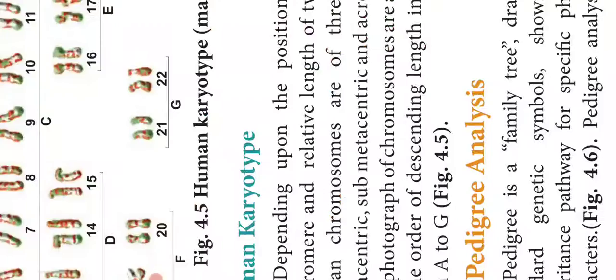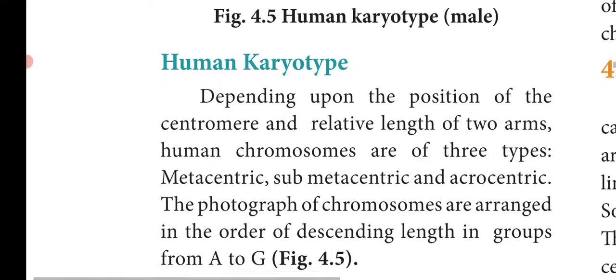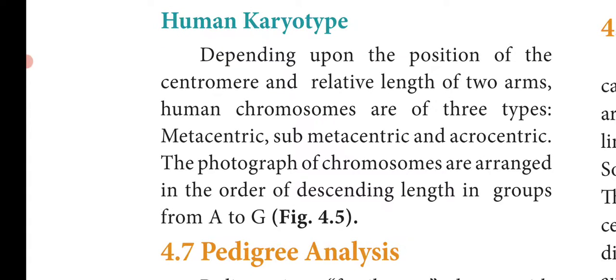Next we will see the human karyotype. Depending upon the position of the centromere and the relative length of the two arms, the chromosomes are of three types: metacentric, submetacentric and acrocentric. So there are three types of human chromosomes, based on the position of the centromere and also the length of the two arms.